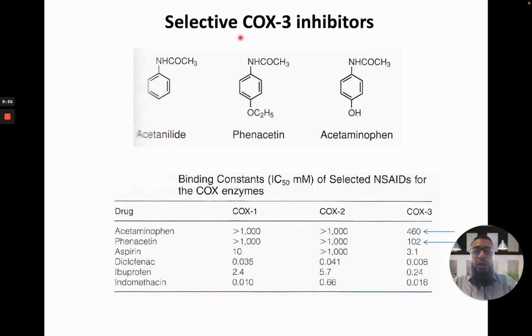There are some selective examples of COX-3 inhibitors, which are Salicylate, phenacetin, and acetaminophen, right? You can see that in the case of acetaminophen, the affinity toward COX-3 is very high, whereas in the case of Indometacin, the affinity toward COX-2 is more as compared to COX-1, and very little affinity toward COX-3. These are the comparison of the binding constant or IC50 value in millimolar of the selective acids for the COX enzymes.